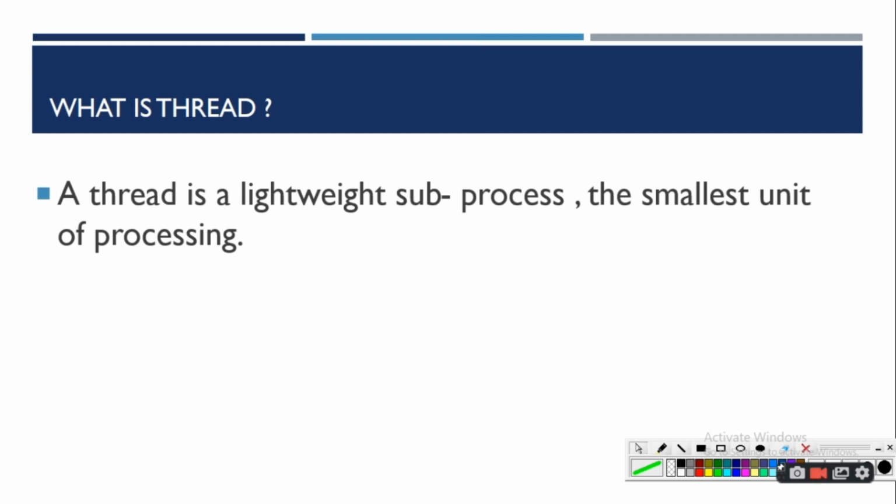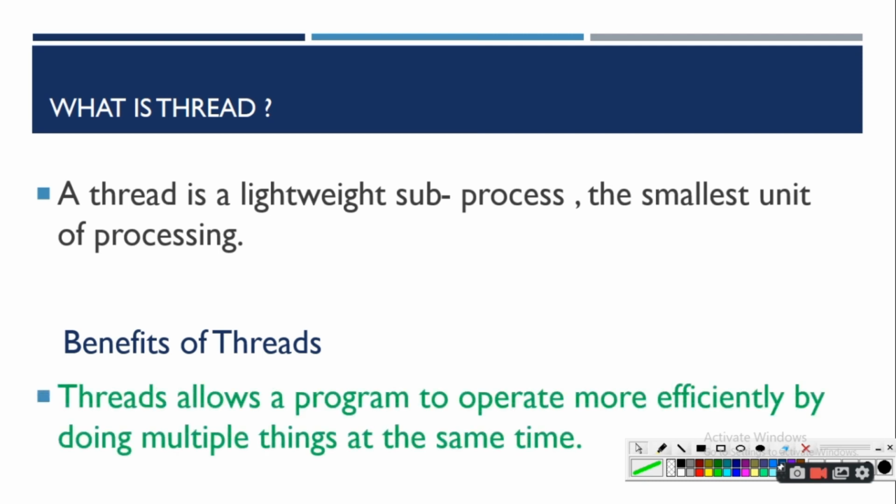And now let's see the benefits of threads, why we use threads in Java or in the operating system, why these threads are given. Threads allow a program to operate more efficiently by doing multiple things at the same time. So it is saying that a thread allows any program to perform multiple tasks at the same time. So this is a benefit of a thread.